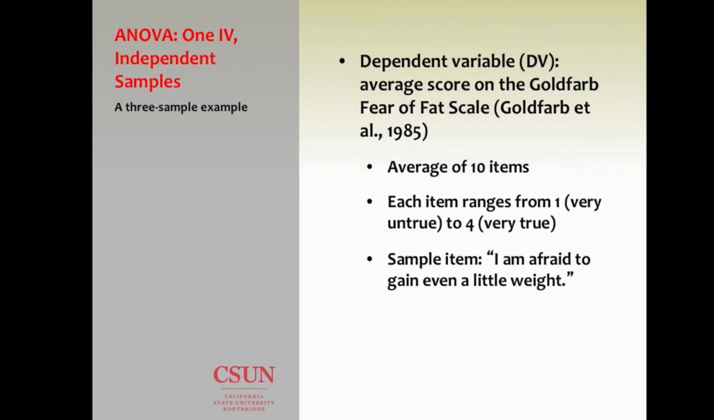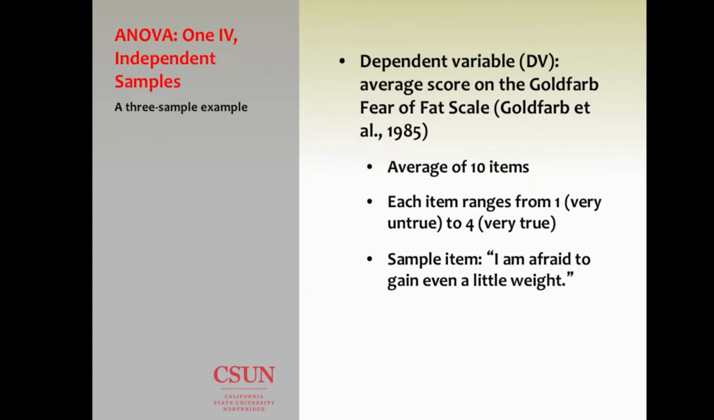which group you're in. So this is a real scale, the Goldfarb Fear of Fat Scale. I like it partly because it's got a cool name. It's an average of 10 items. Each item ranges from 1 to 4, so this is what they call a Likert scale. A Likert scale is usually like 1 to 7. In this case, it's a little bit shorter, 1 to 4.